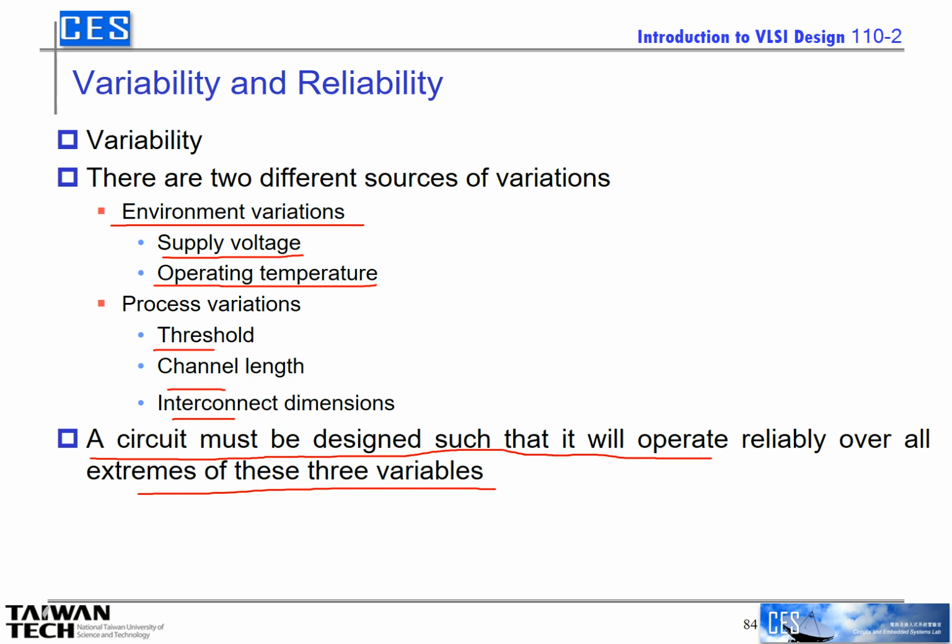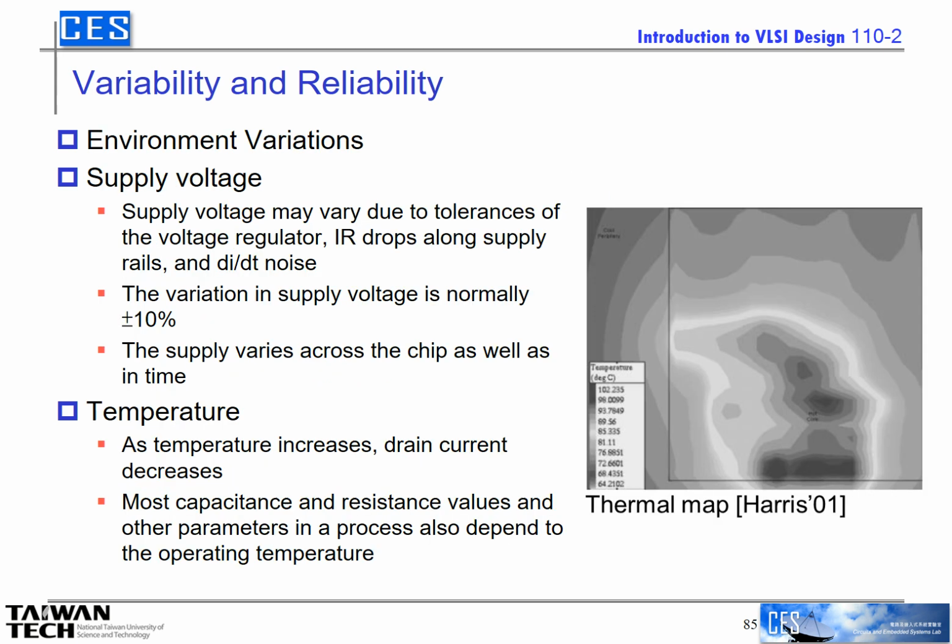So practically it's very difficult to make sure your circuit operates reliably over all extreme environments. We usually make sure it operates in a relatively common environment. So we will do a lot of testing or verification based on tools. For example, for the environment variation, we can use the tool to analyze the supply voltage and temperature. The supply voltage may vary due to the tolerance of the voltage regulator and IR drop along the supply rails.